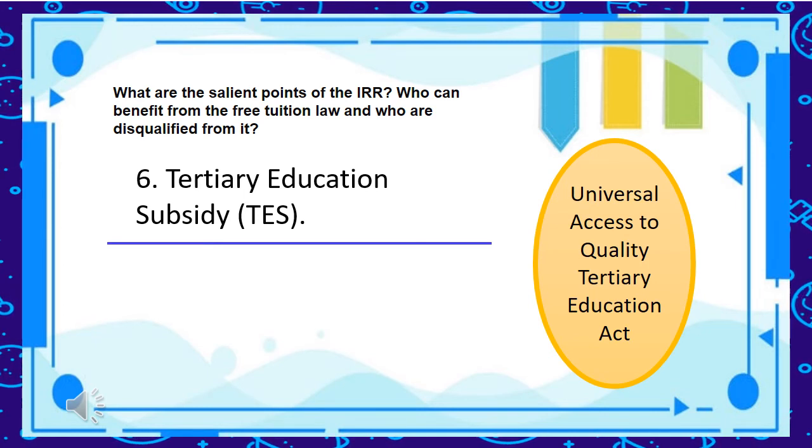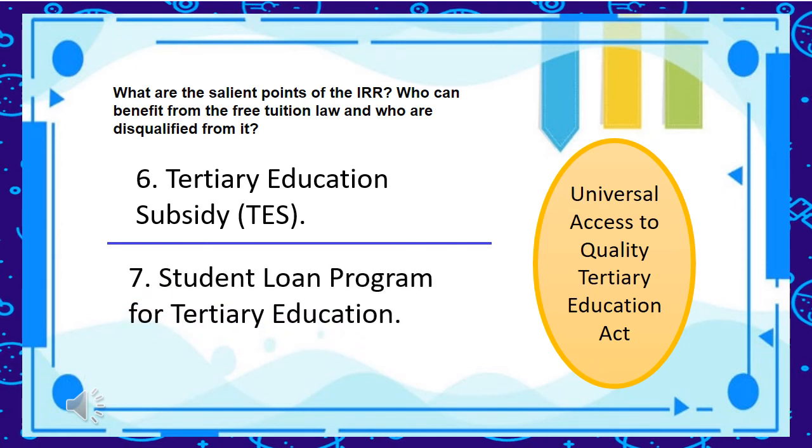And lastly, the student loan program for tertiary education. The free tuition law IRR also allows enrolled students to avail of an education loan. The UNIFAST board shall implement the loan program through partner banks or similar institutions.